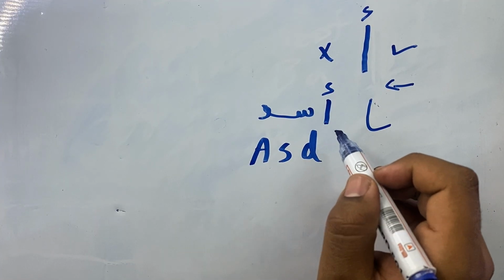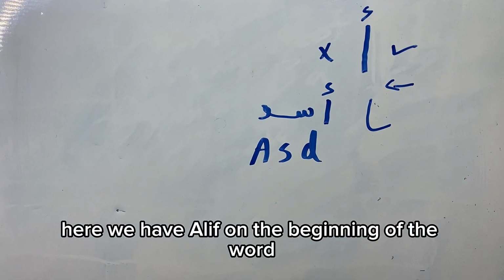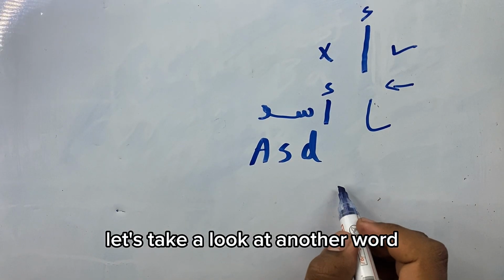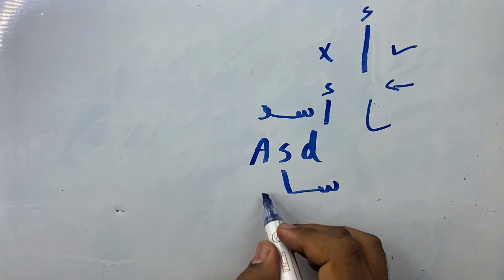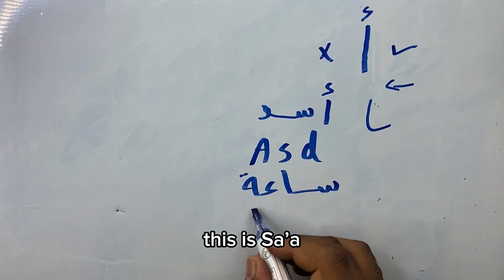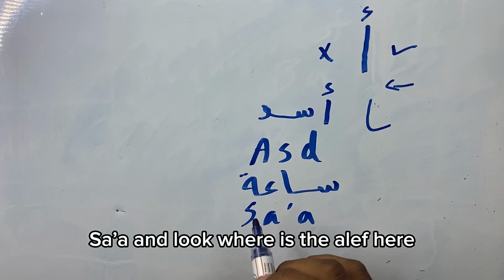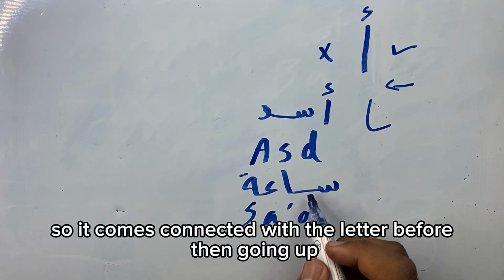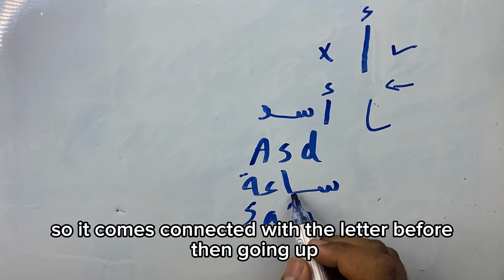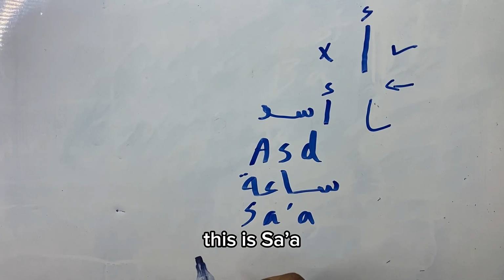So Asad, here we have Alif at the beginning of the word. Let's take a look at another word. This is Sa'a. And look, where's the Alif here? It is in the middle, so it comes connected with the letter before it and going up. This is Sa'a.